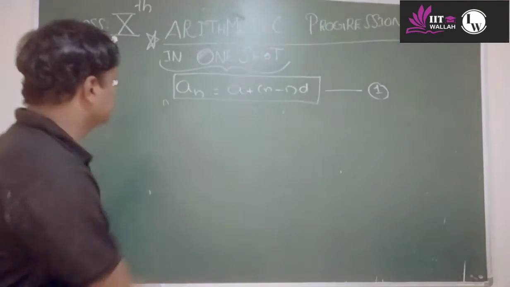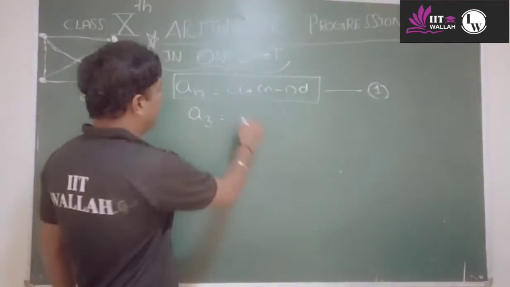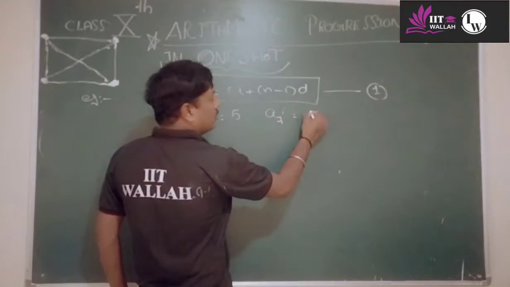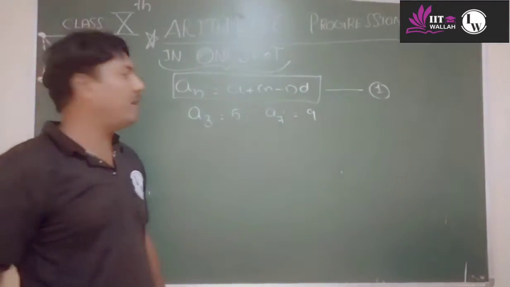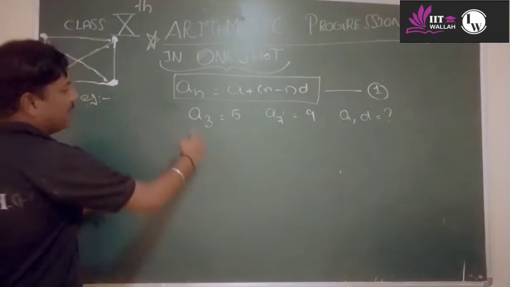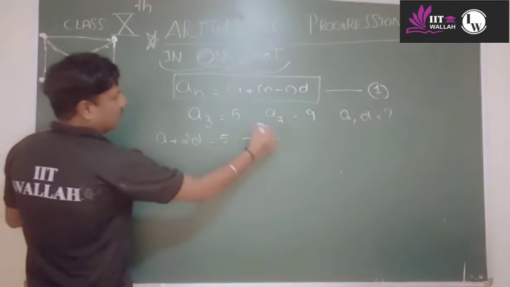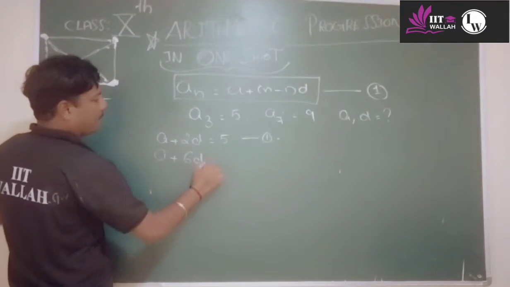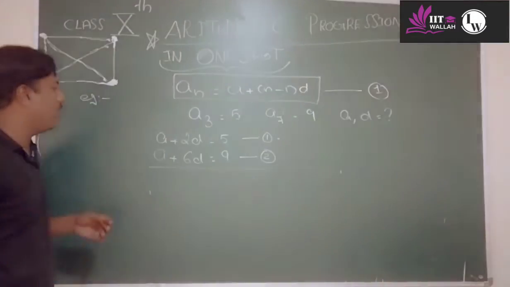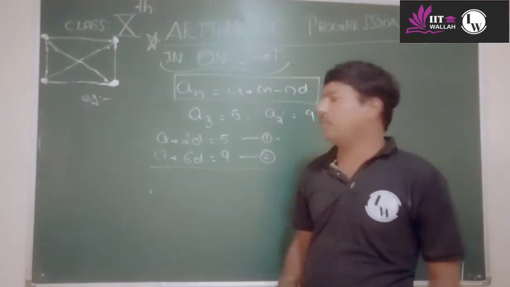So here the third term is given, a3 is 5, and the seventh term is given as a7 is equal to 9. So what do we want to find? We want to find a comma d. a3 means a plus 2d is equal to 5. a7 means a plus 6d is equal to 9. So now we have linear equations in two variables, a and d. So we can find this very easily.